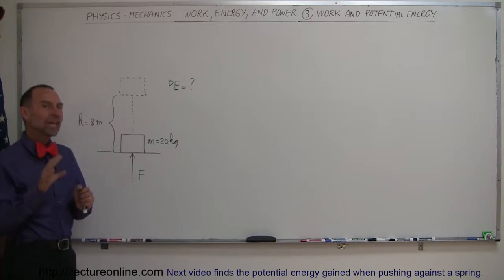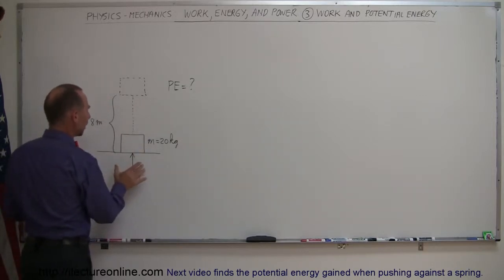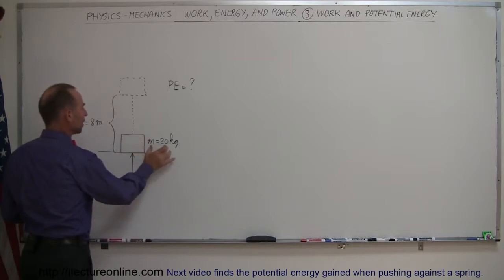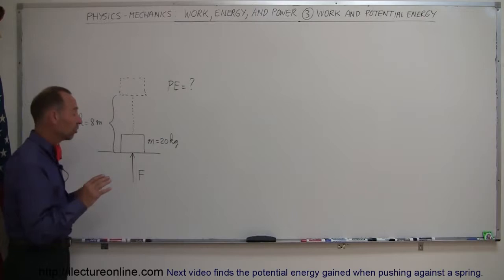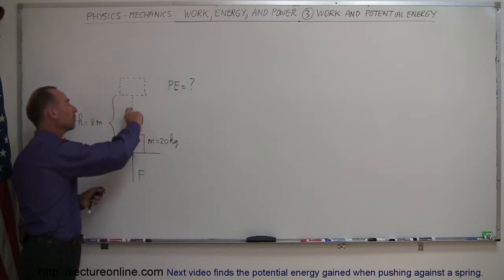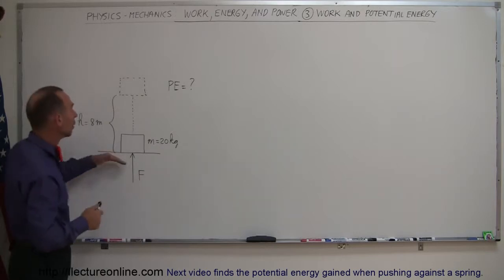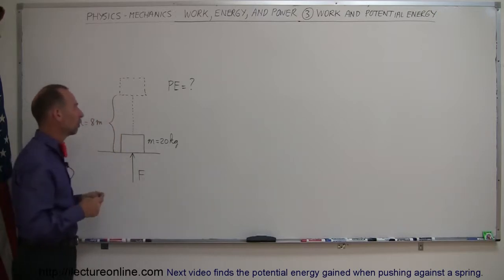Potential energy is gained by an object if it gains height. So in this case, we're going to take a block with a mass of 20 kilograms and push it with just enough force to overcome the weight of the block, so that we move the block at a uniform velocity without accelerating it, to a height of 8 meters. How much work is done, and how much potential energy have we given to the block?